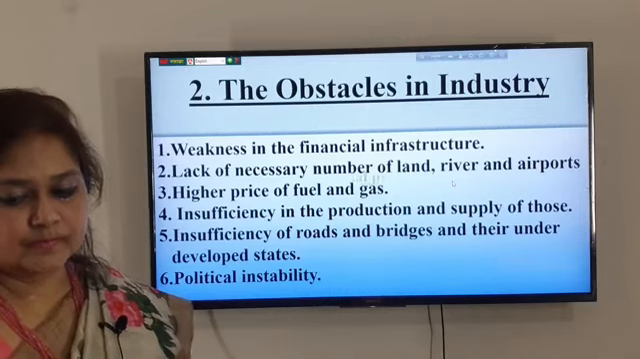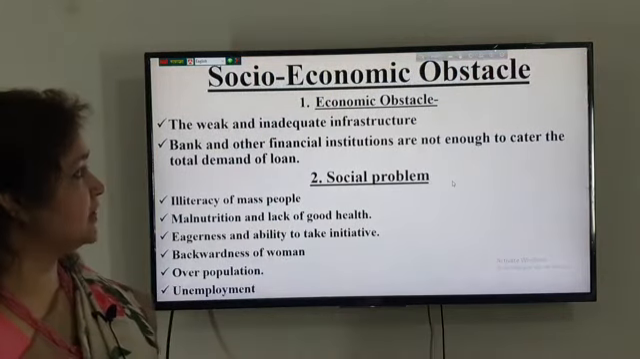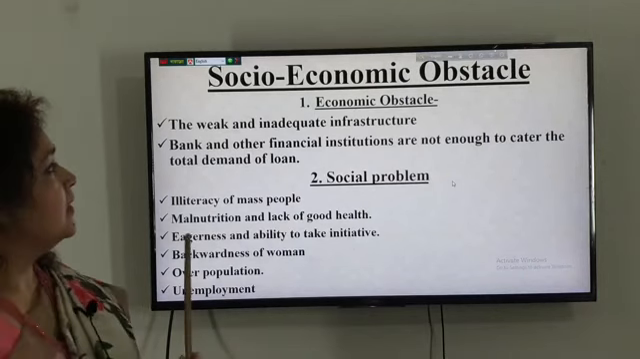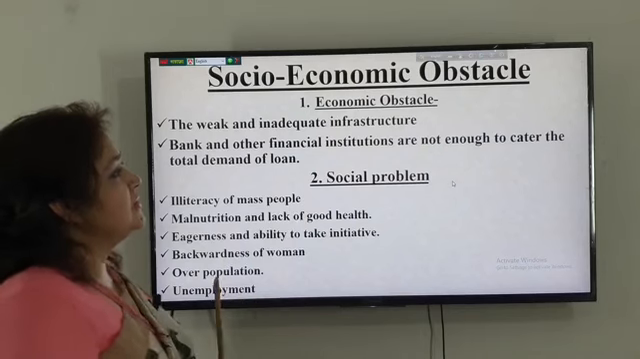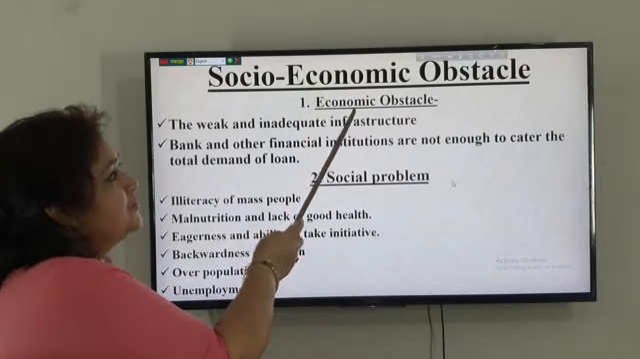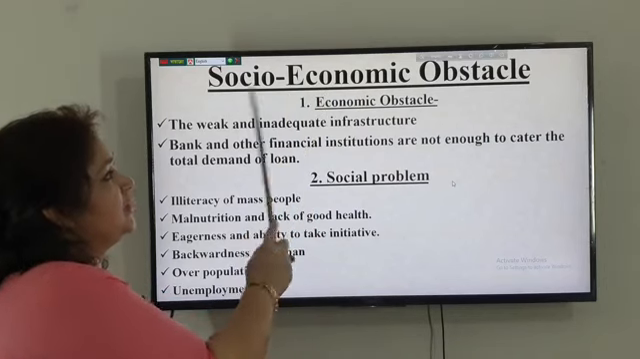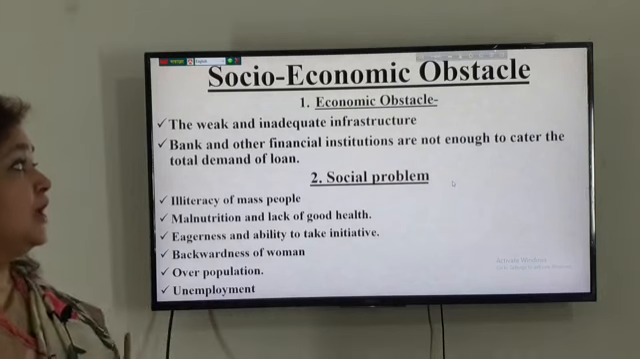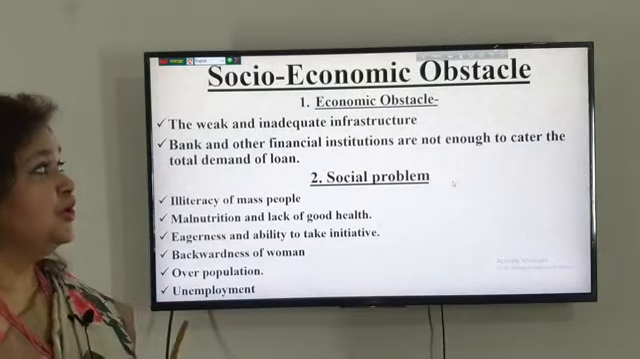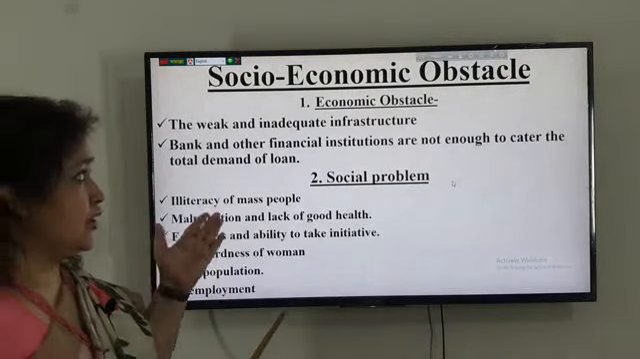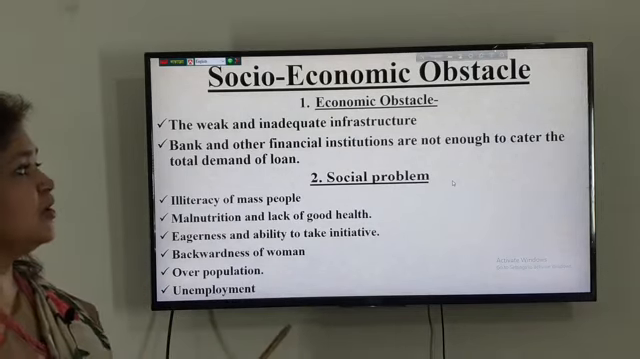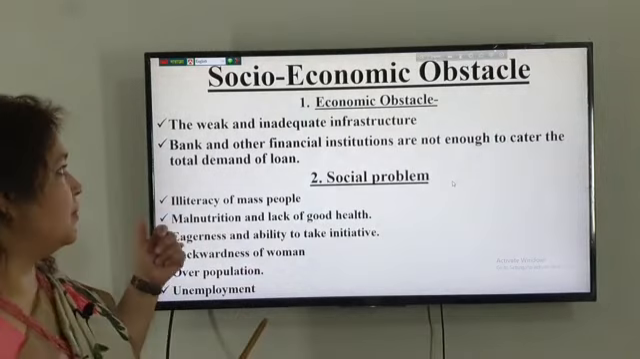Now, socio-economic obstacles. Socio-economic obstacles, there are two types of barriers. We can see the two types: social and economical. What are the economical obstacles? I think it will be easy for you to say the problems in the economic sector, because already I have discussed these problems.